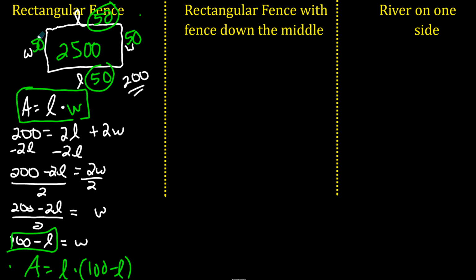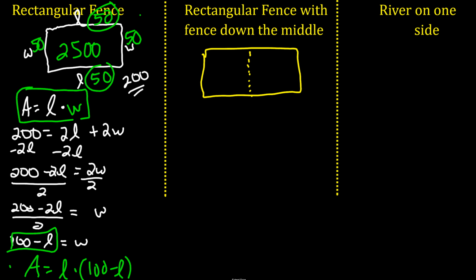We're going to have a rectangular fence with fencing down the middle. So what this is going to look like is it's going to be a rectangle, but then we're also going to put fence down. So if there's fencing down the middle, that means we're going to add more fencing. So it's not going to be quite so simple.